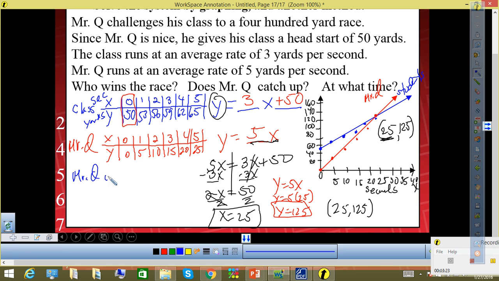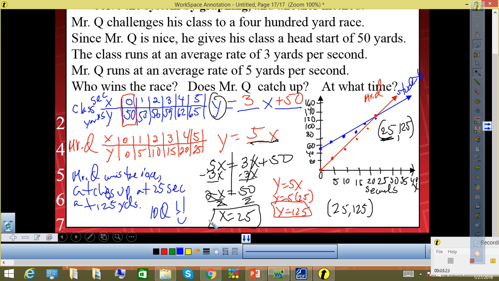Mr. Q wins the race, catching up, catches up at 25 seconds at 125 yards. Thank you.